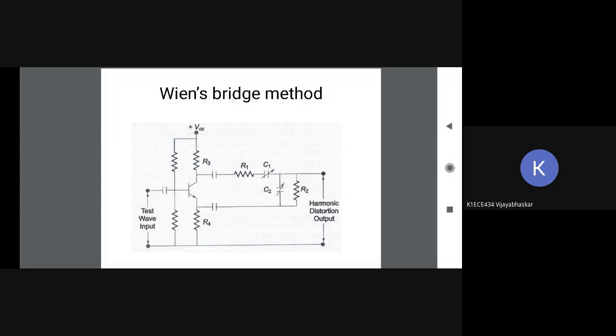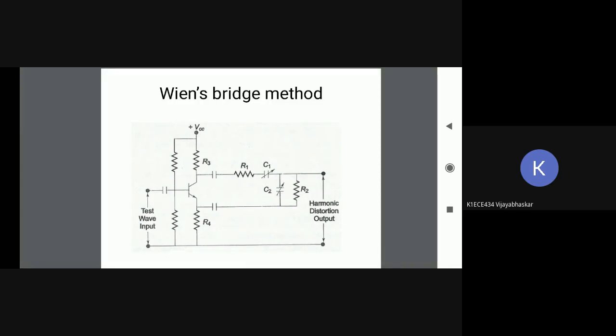And if you please observe the circuit, this circuit consists of a number of resistances, capacitors, and transistors. A number of RC circuits are there. Initially, we have to take some input signal. That name is the test wave input. So this input signal consists of different combinations of frequency. Finally, in the wave analyzer, we have to select fixed ranges of frequencies only.